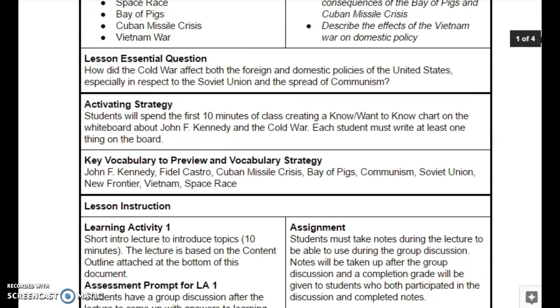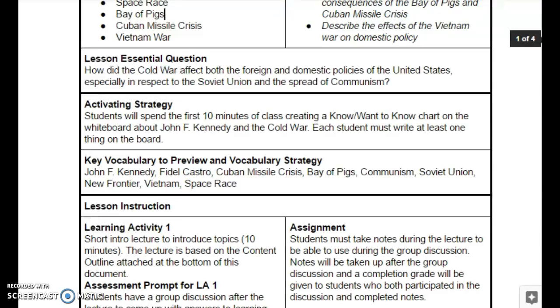So our central question is, how did the Cold War affect both the foreign and domestic policies of the United States, especially in respect to the Soviet Union and the spread of communism? And we'll begin the class with our activating strategy, which will be to have students go up to the whiteboard and create a chart, basically. Where on the left, it's know, and on the right, it's want to know, or something you have a question about.